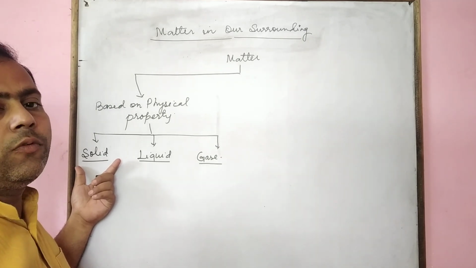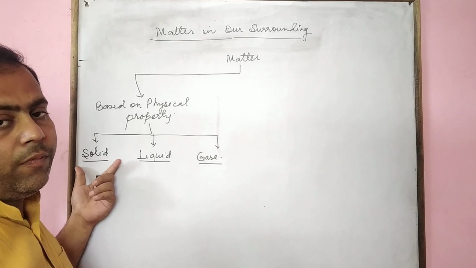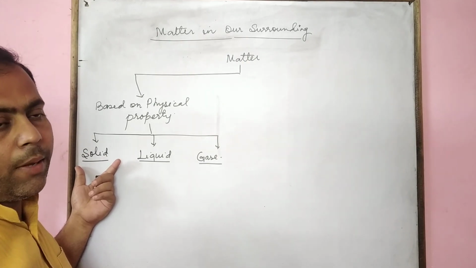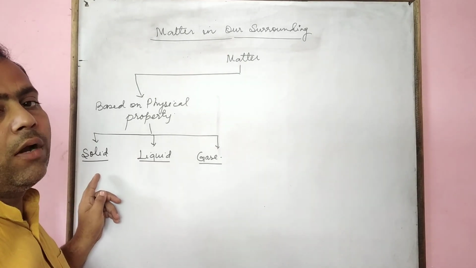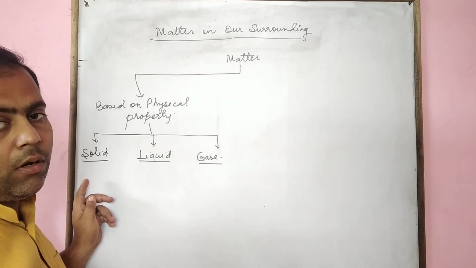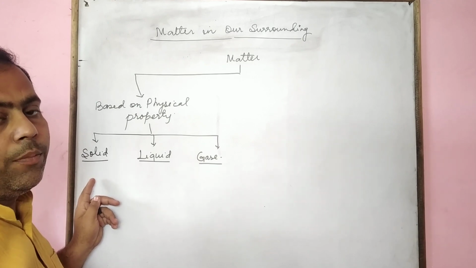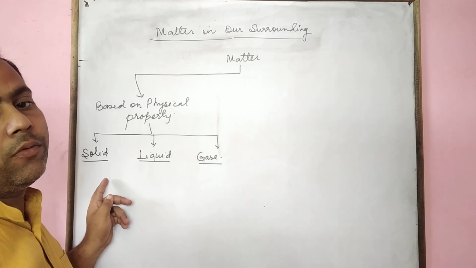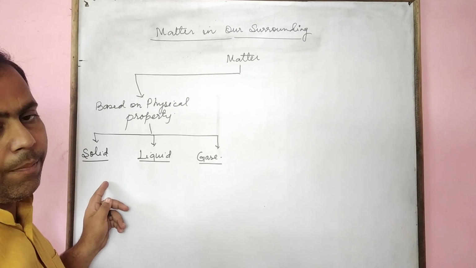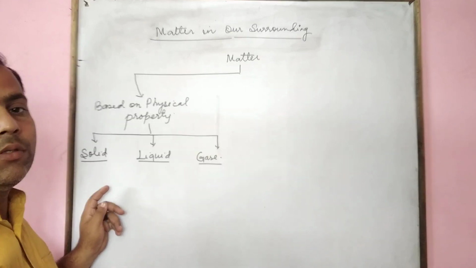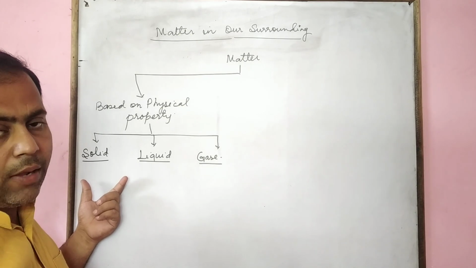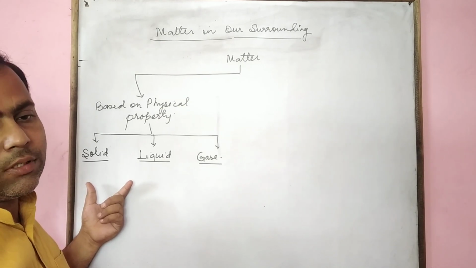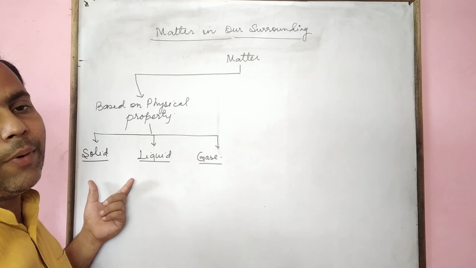is strong force of attraction between them. If there is strong force of attraction between them, they have fixed shape, fixed mass, and fixed volume. They will not flow. Why will they not flow? Because they have strong force of attraction between them. If they have stronger forces, they have least intermolecular spaces, and if they have least intermolecular spaces, they are incompressible.